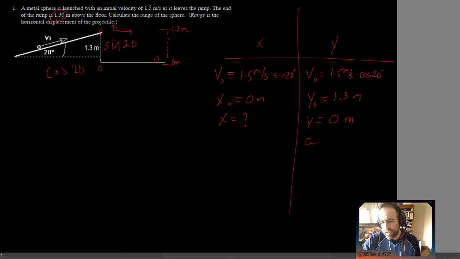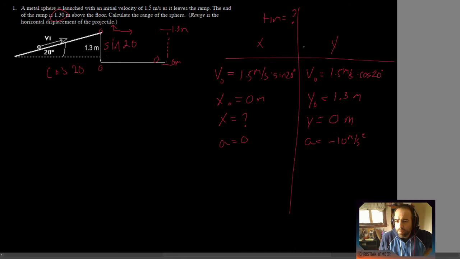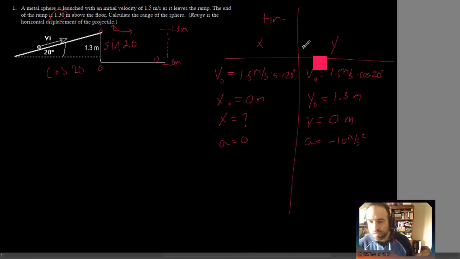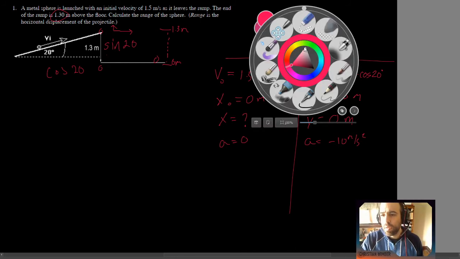Acceleration in the y, well, it's free fall, -10 meters per second squared. There is no acceleration horizontally. Unless there's air resistance or wind or something, I don't see any reason for that, so I'm not going to worry about that. Now, the time, we don't know.